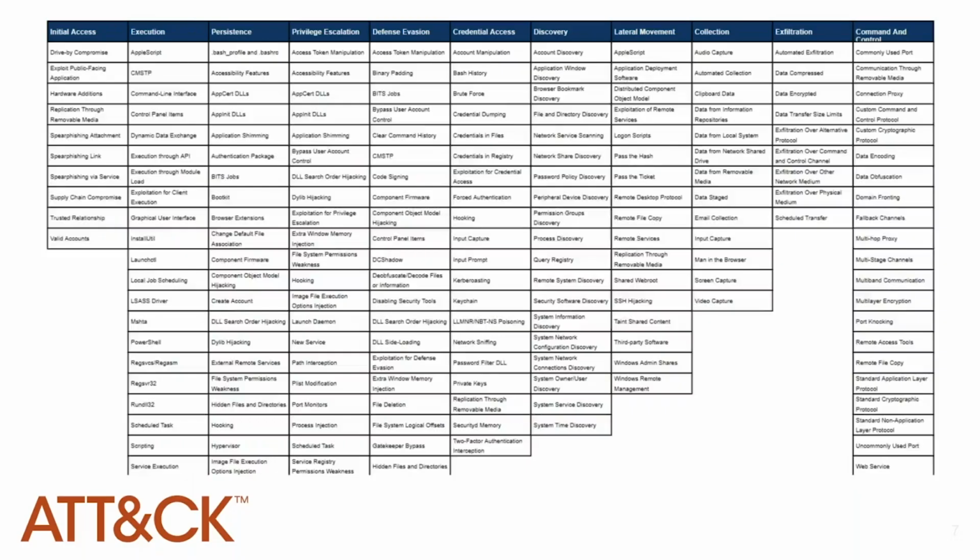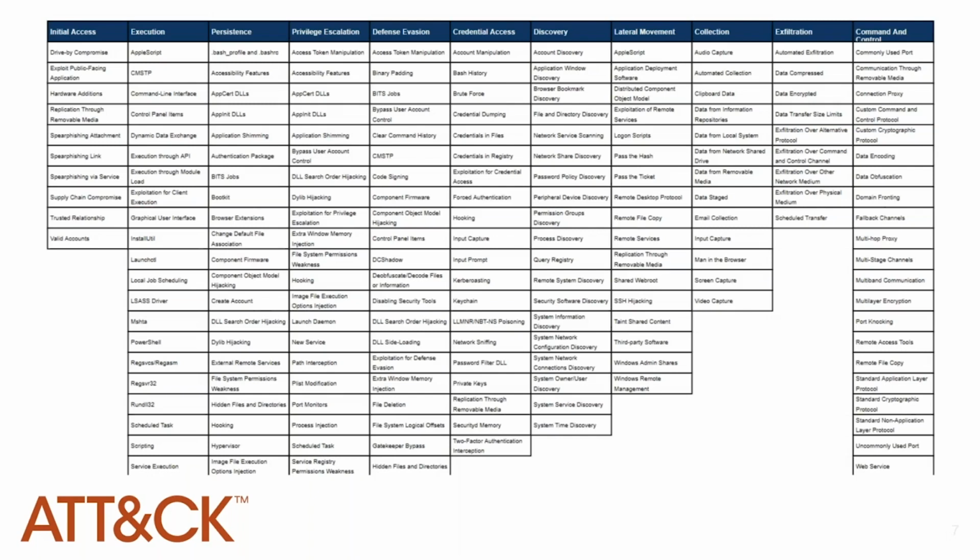So if you go to the next slide, if you're familiar with ATT&CK, you must be familiar with the matrix. So the matrix is our top level view into the ATT&CK knowledge base. Across the top, you have what we call the tactics, and tactics are the core technical objectives.